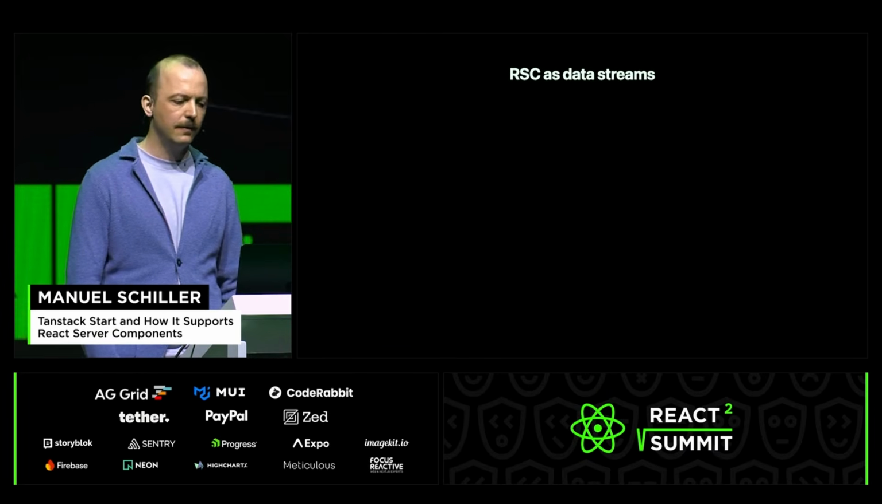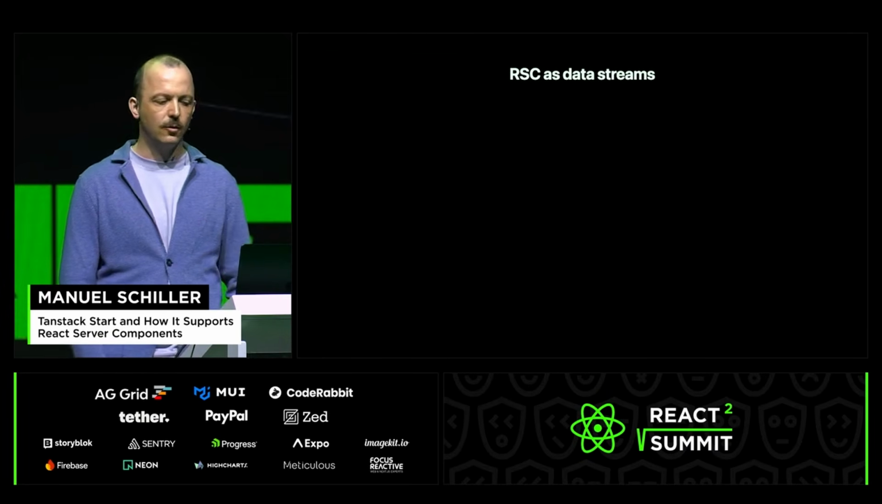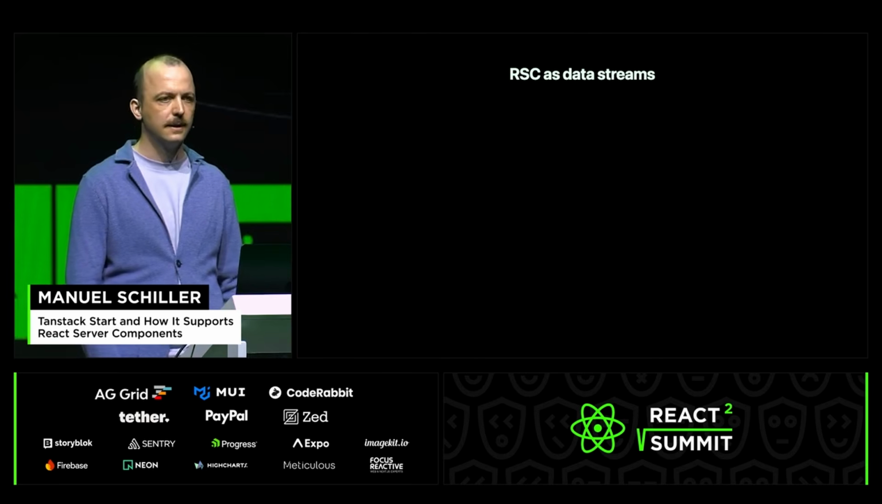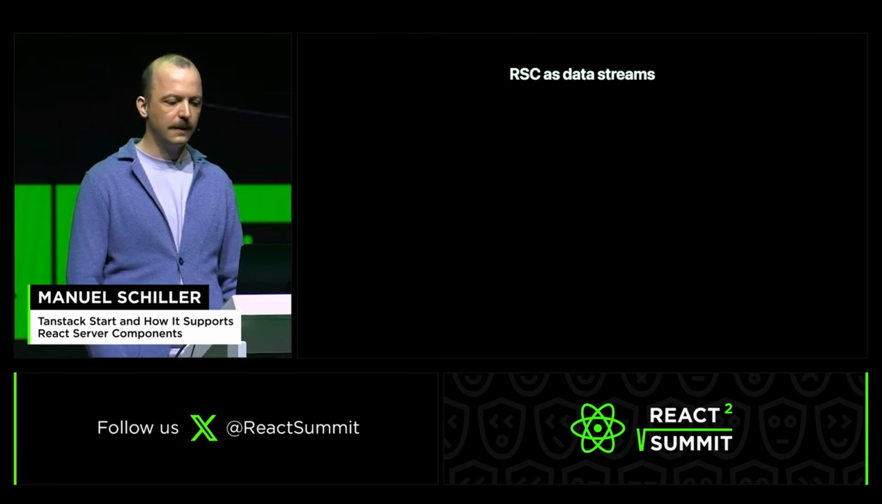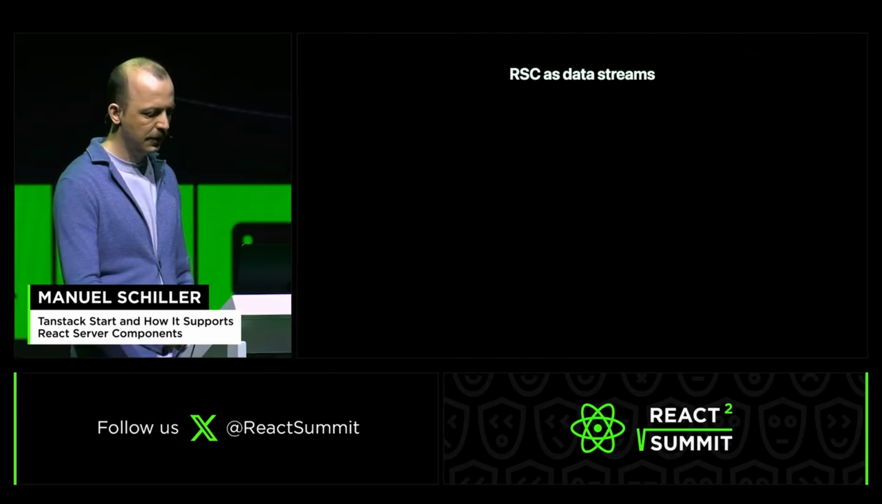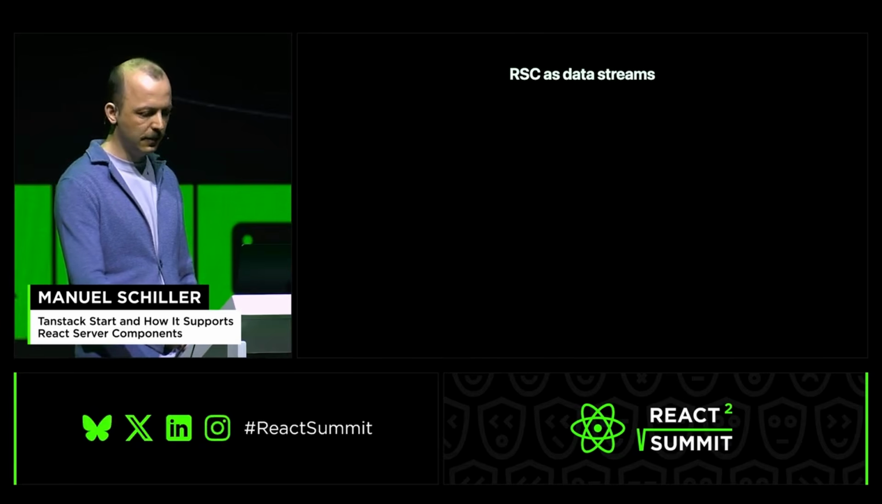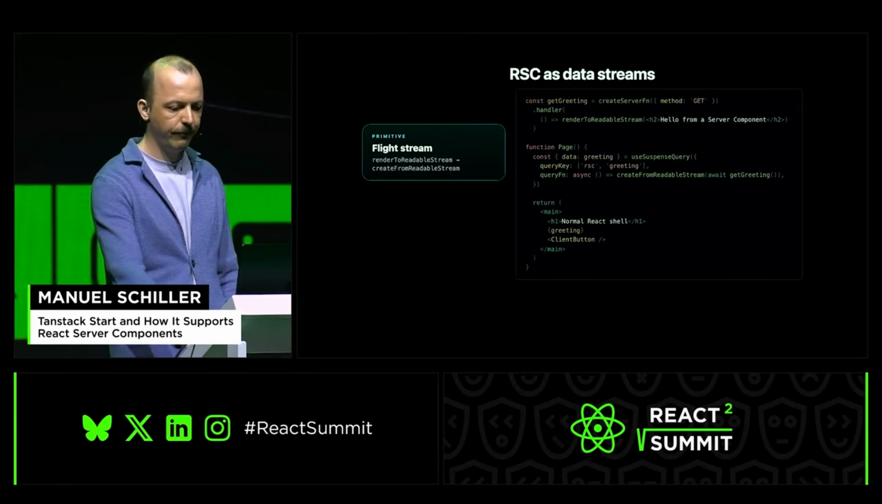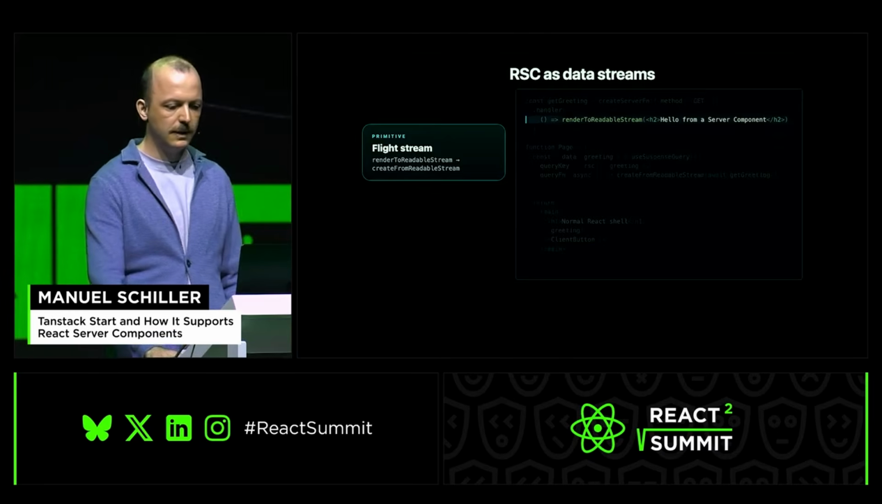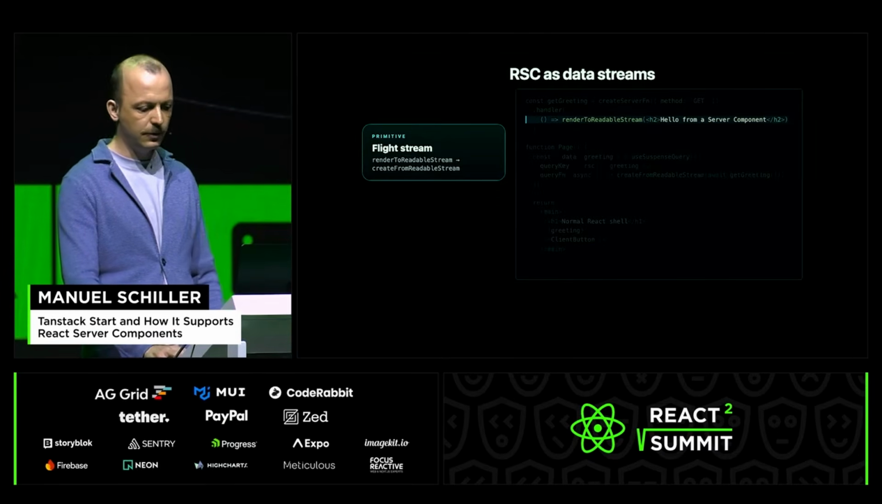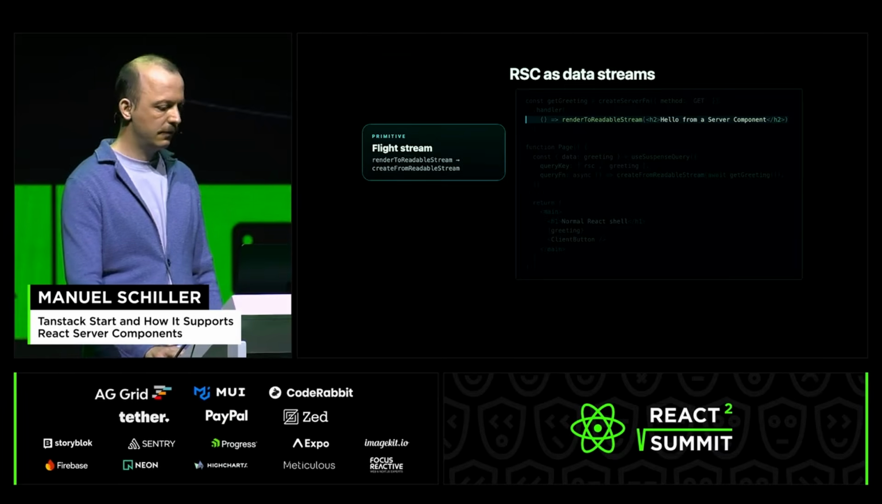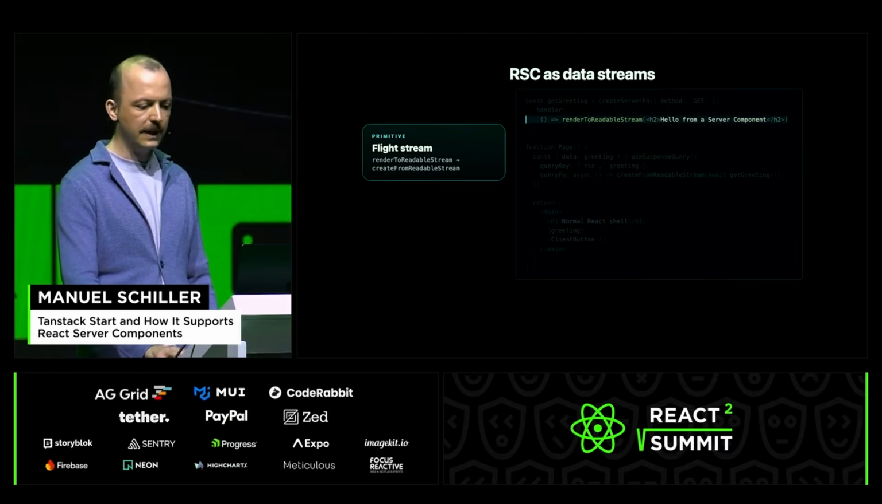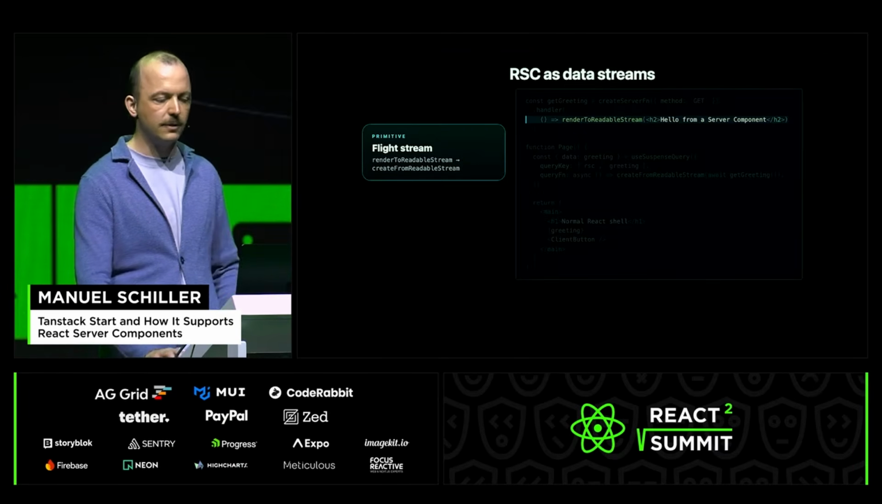So remember the diagram on the first slide? RSC has 2 core operations. First, the server renders RSC into a data stream, and then the consumer decodes it. Usually those 2 core React functions are hidden implementation details, but in TanStack Start, we expose them in our low-level API. So the server function just calls render to readable stream, and this returns a stream of data. The React elements go in, and a Flight stream comes out.